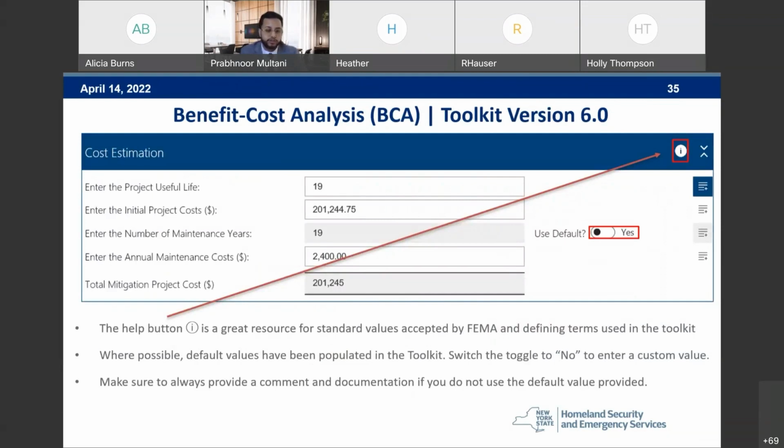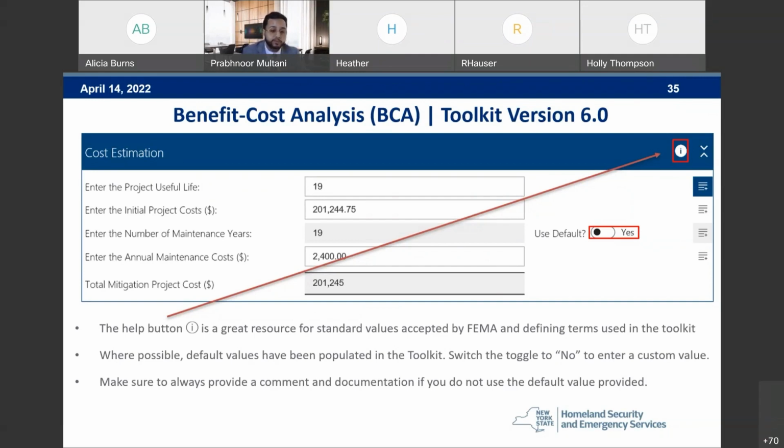The next section you see on your screen right below project configuration will be cost estimation. It will ask you for project useful life, costs, annual maintenance, etc. One great resource that I wanted to highlight is that little I button. It's the BCA help button for the toolkit. It's very helpful for looking at standard values accepted by FEMA, and also for defining any terms used in the toolkit. If anything is a bit unclear, if you click that help button, I'm positive it's going to be there. You're going to get a good definition and a few resources to see where you can find that information.